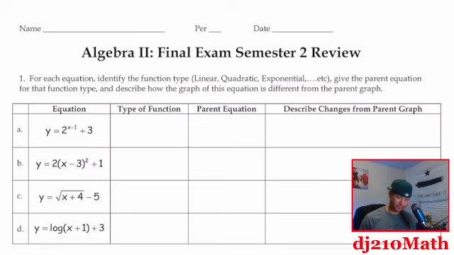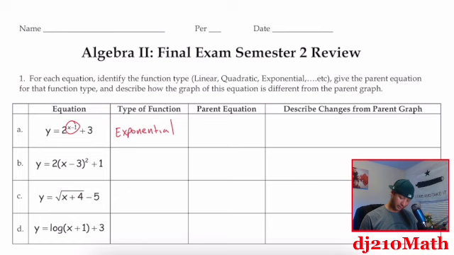together, shall we? Okay, so looking at number one, this is just identifying the types of function, writing the parent equation, and describing the transformation that's happening. So number one, the variable is in the exponent. So this is an exponential function.